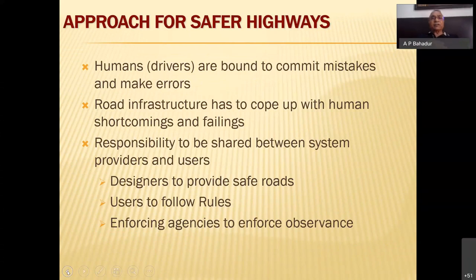So what approach should we have for safer highways? First and foremost, of the three components of the road transport system, drivers, vehicles and roads, the drivers or users are human. Humans are bound to commit mistakes and make errors. So it is the road infrastructure which has to cope with human shortcomings. Since you are all engineers responsible for building roads, you are concerned about road infrastructure. If you were designing a vehicle, you could have been told something different. So humans are bound to commit mistakes, and it is road infrastructure which has to cope with the shortcomings and failings of the human.